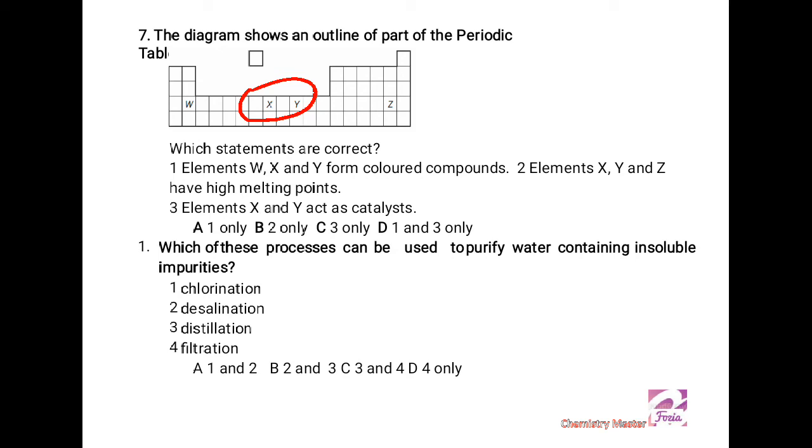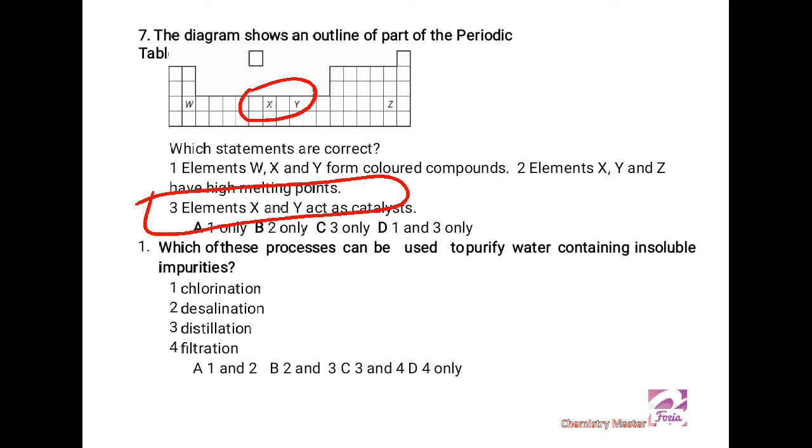Option C, 3 only. What is 3? Yes, element X and Y are catalysts. And option D, 1 and 3 only. 1 is wrong, not the 3. Only the third option seems to be correct.